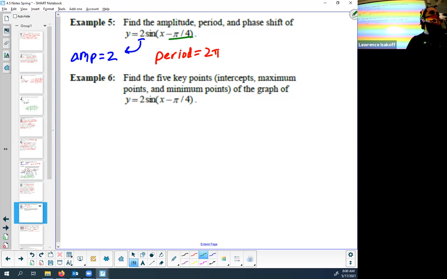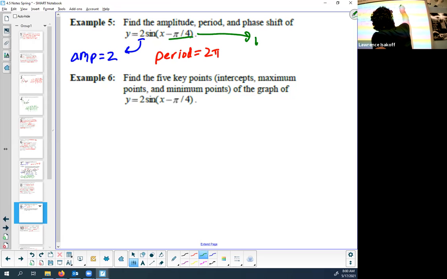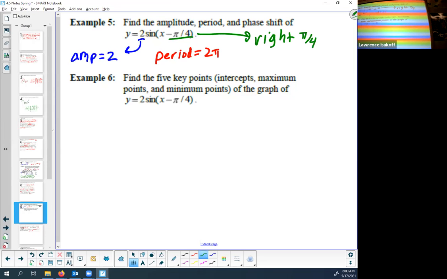So if it's being subtracted, remember when we talked about in chapter 1, translations of functions, if it's plus, that's actually going to the right. If it's minus, it's going to the left. So this just moves right by pi over 4. So now we're going to find our new critical points here.